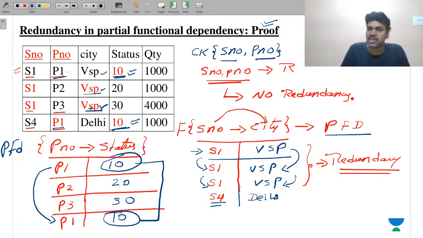I said, just use the concept of decomposition of the normalization mechanism. When you do the decomposition, then you won't have the concept of redundancy. So how to do decomposition? Let us see. And how to avoid partial functional dependency? Let us learn.